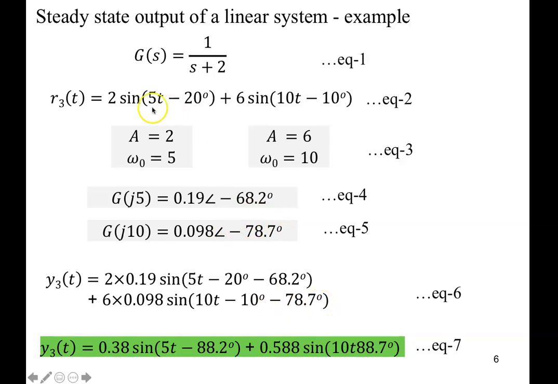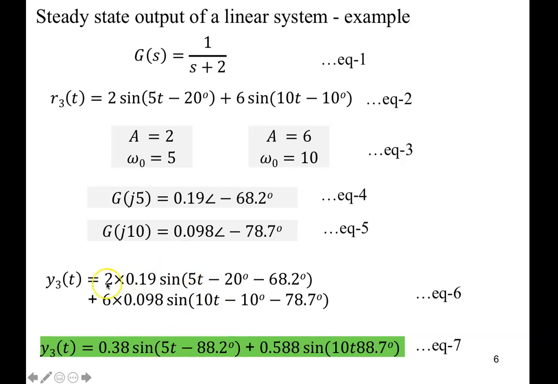The overall response, because I have two parts, is just to add them together. We are dealing with linear systems. So one input gives you one output, second input gives you a second output. If you put two inputs together, you can add two outputs together.